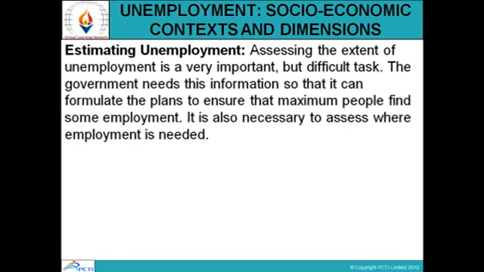Estimating unemployment. Assessing the extent of unemployment is a very important but difficult task. The government needs this information so that it can formulate plans to ensure that maximum people find some employment, and it is also necessary to assess where employment is needed.